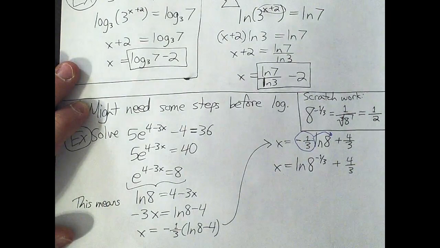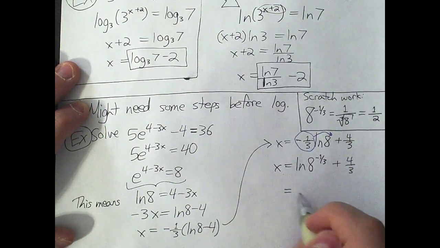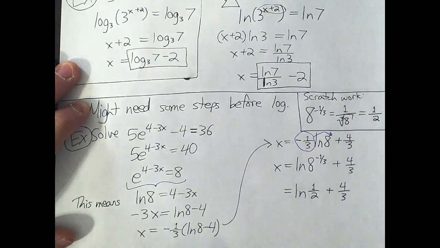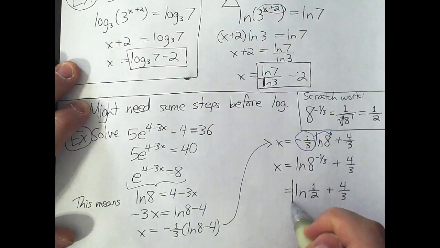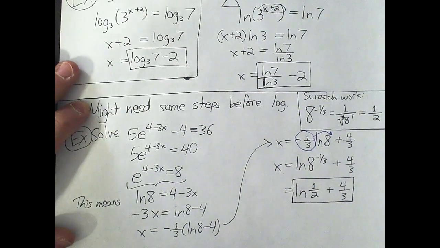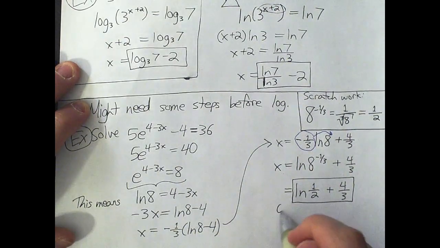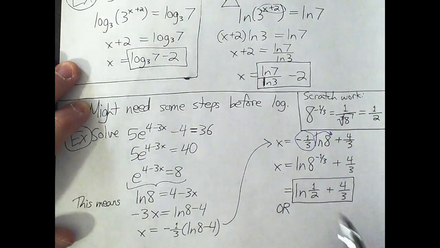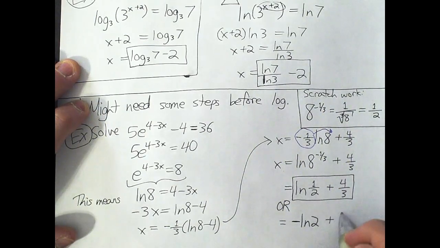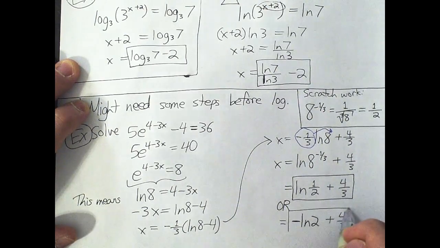The cube root of 8 is 2. So we could say this is ln of 1/2 plus 4/3. I think that looks a little simpler than what we had a couple of steps earlier. Or another way to write this that would still be a nice way would be minus ln of 2 plus 4/3. I think either one of those looks good.